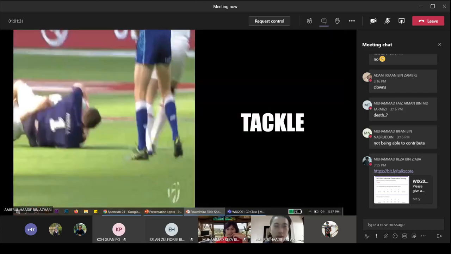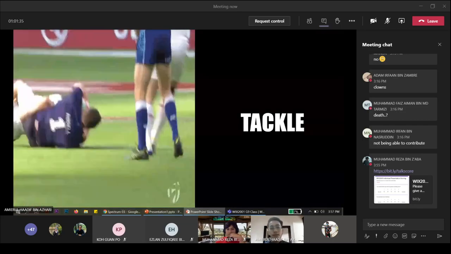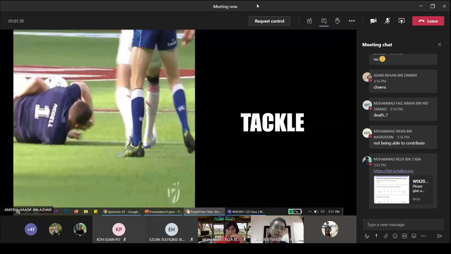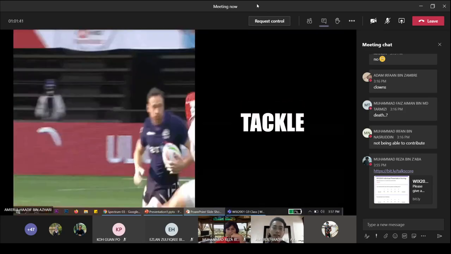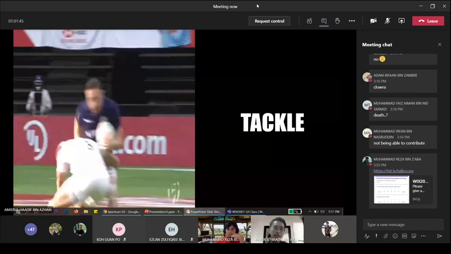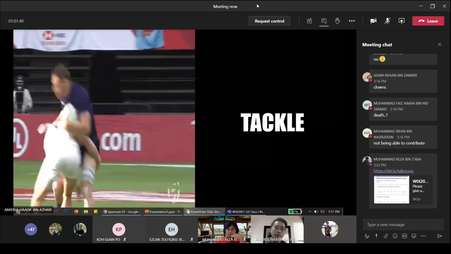So the most common thing you'll see in rugby is the tackle. Only the ball carrier in rugby can be tackled, and the tackle must be below the shoulder level. If the tackle is higher than the shoulder level, it is called a high tackle or a dangerous tackle, and the tackler could receive a yellow card or even a red card.